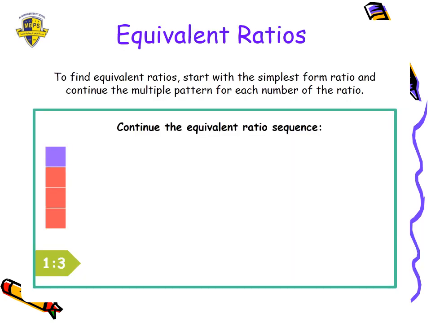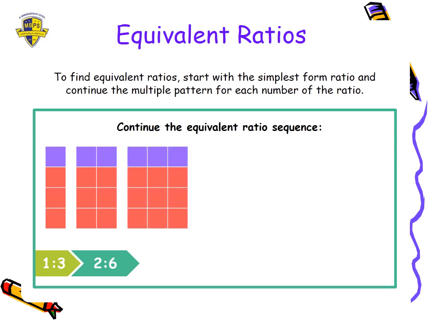Now this is another example. Okay, I have 1 purple to 3 red. What if I add 1 more column? This is 2 purple to 6 red. So 2 to 6 is equivalent to 1 to 3. Here 3 columns, so 3 purple to 9 red, so 3 to 9.